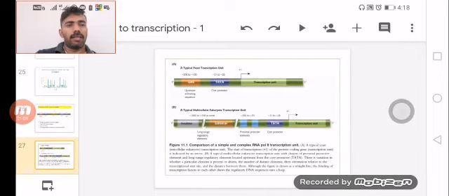This again shows two types, two extreme levels, of promoters in the eukaryotic system. That means the simplest form of promoter, in which only a TATA sequence is given, but in the second one there are multiple sets of promoter elements available. So this is about the introduction to transcription.